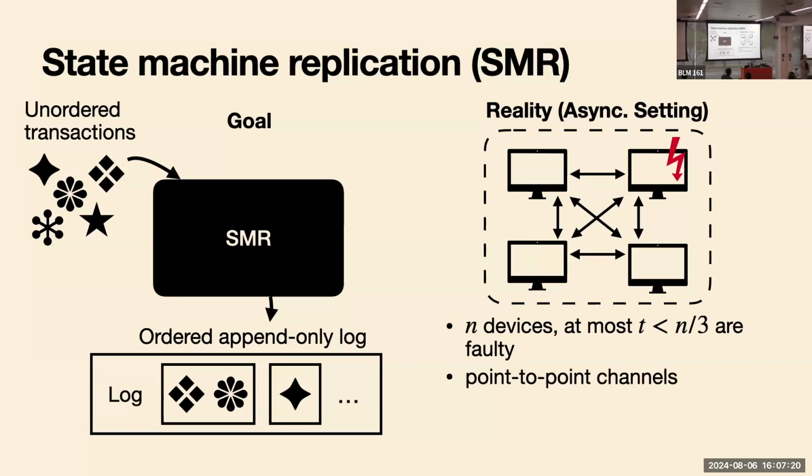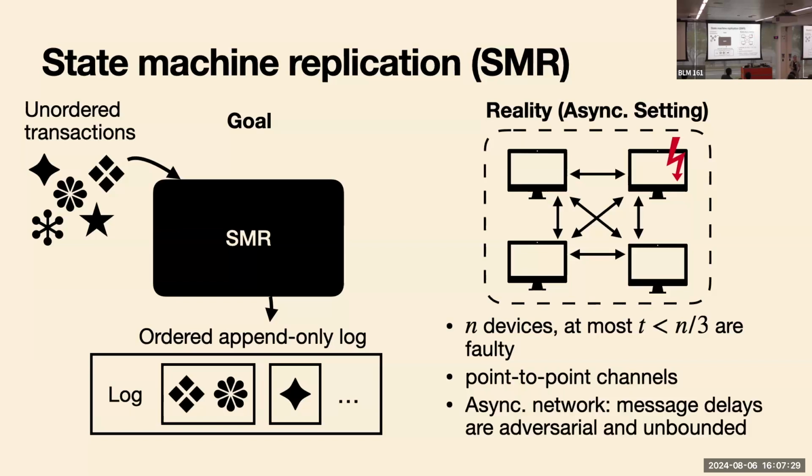And we have point-to-point channels, as earlier talks mentioned. We don't have broadcast or a bulletin board for free. If we want that, we've got to build it. Lastly, we're working in an asynchronous network. The message delays are adversarial and unbounded.